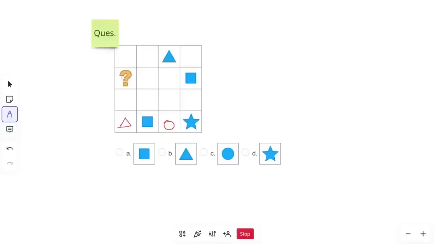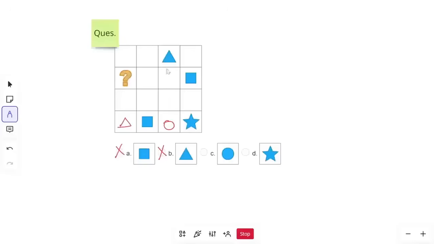Now let's start eliminating which cannot come in the question mark. First of all, square cannot come because square is coming in the same row. Also, triangle cannot come because triangle is also coming in the same column. Now we have two options, which is circle and star. So now even before looking at that, let's try to fill in some more empty boxes.